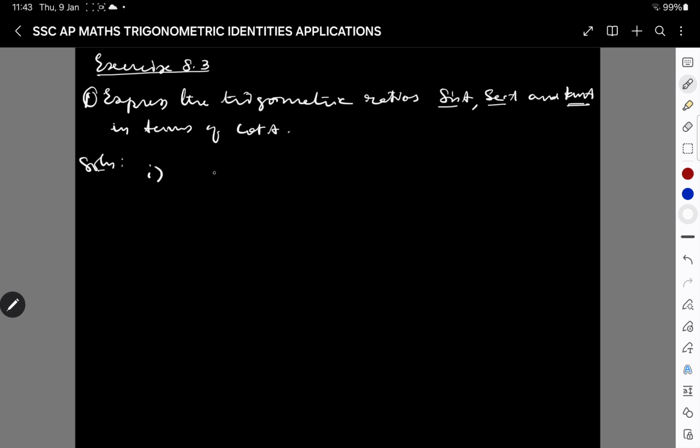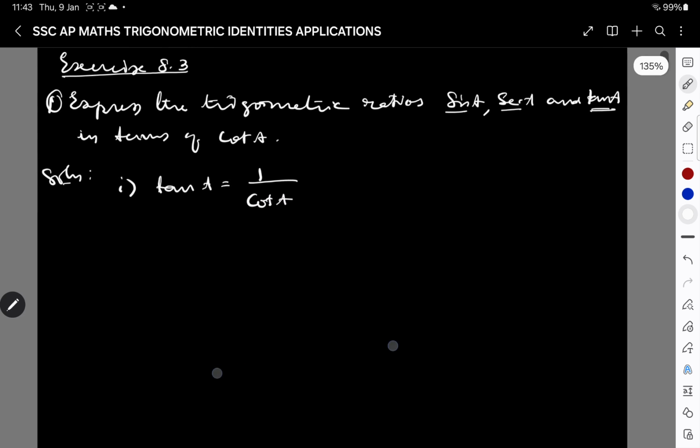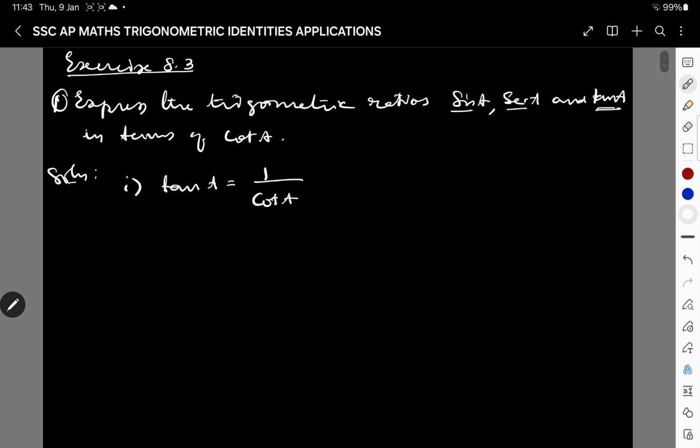So first one is, if I consider from the reverse, tan A is simply 1 by cot A. So that is complete. Tan A expressed in terms of cot A. Second one is secant A, I must express this in terms of cot A. Secant A is equal to square root of 1 plus tan square A, because 1 plus tan square A is equal to secant square A. If I get secant A, square root of this.